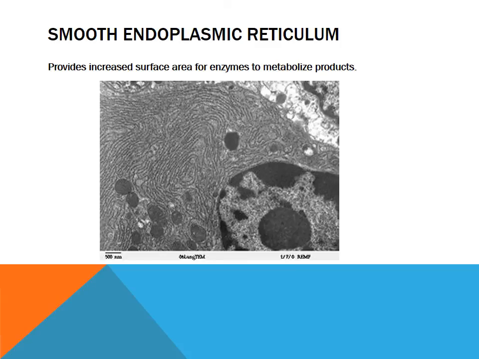The smooth endoplasmic reticulum, on the other hand, increases surface area for the enzymes to metabolize products. Now, this is a common theme that you're going to see in biology. Whenever you see twists and turns, just across the board, when an organism has twists and turns, it's to increase surface area.